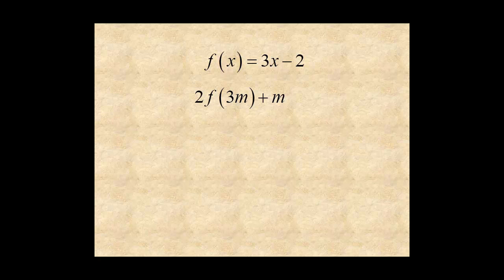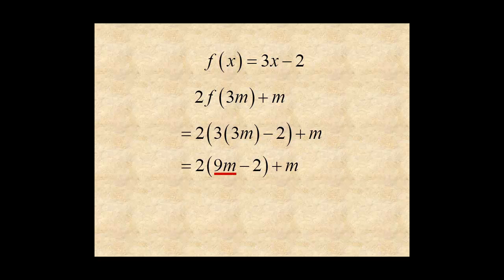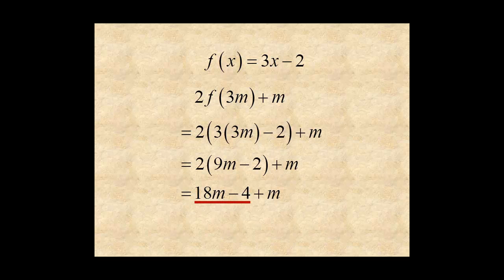You can also write complex expressions with function notation. For this expression, you first find the value of f of 3m, then multiply by 2 and add m. So f of 3m is 3 times 3m minus 2. Then 3 times 3m is 9m. Next, multiply by 2 for 18m minus 4. Then add m for 19m minus 4.